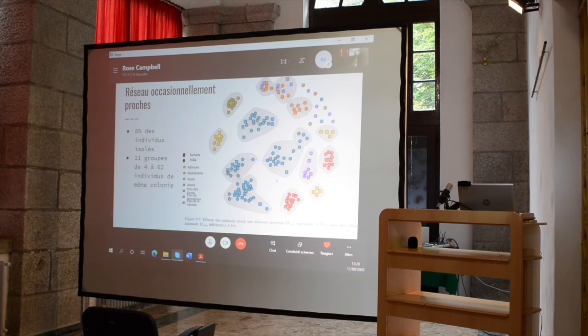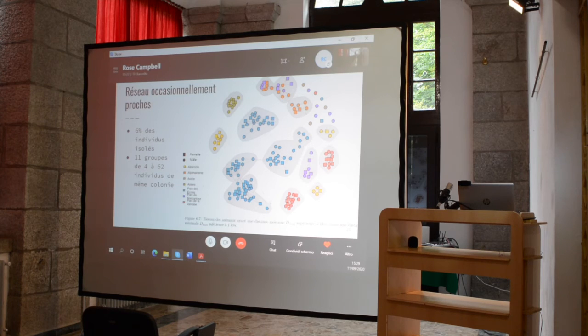In this case, we find most individuals, 94%, are in proximity with at least one other individual during the observation period. In fact, we even have some really large networks formed. For example, this is from Parc des Écrins, which are linked in 2 places by males.